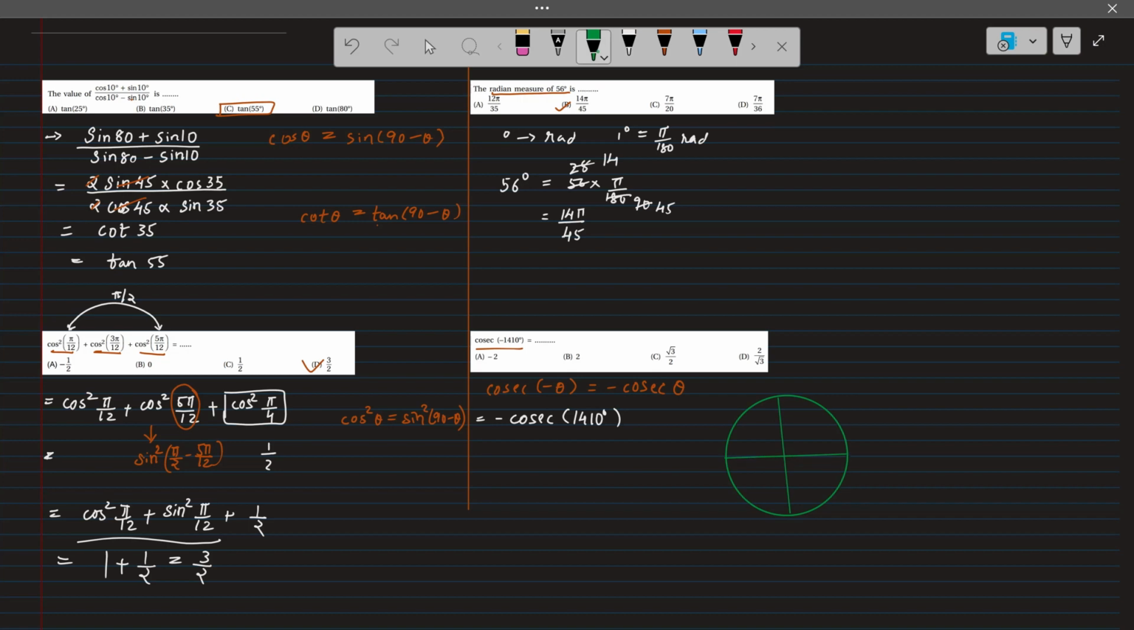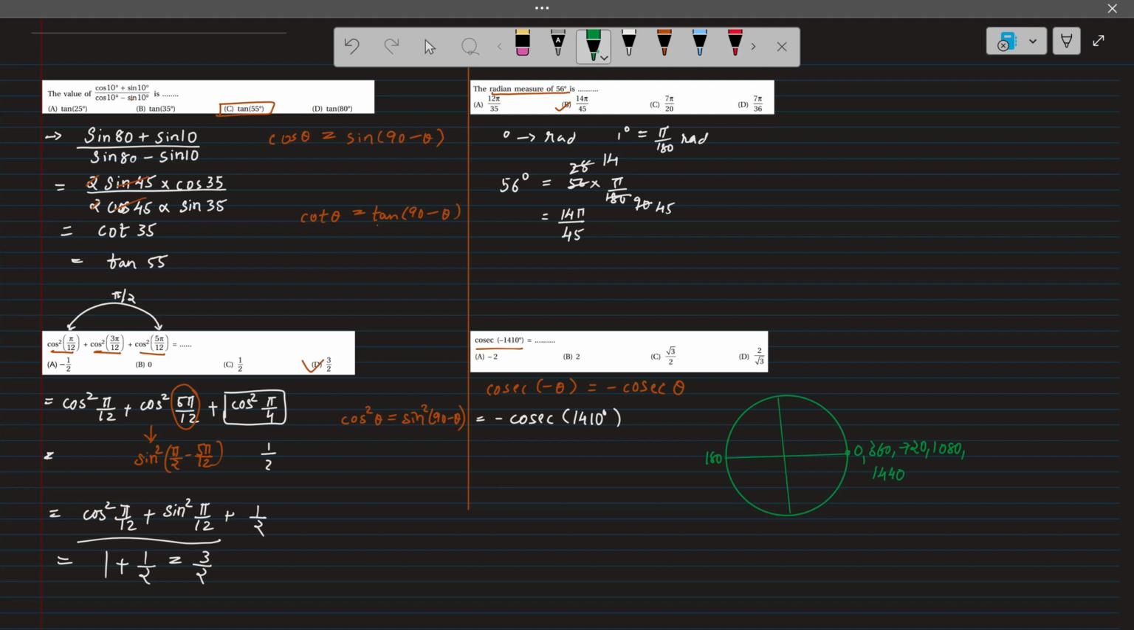To find the value of 1410, we'll first create a unit circle and look for which quadrant comprises 1410. So here we will get 0, 180, then 360. In the multiples of 360, we'll get 720. After 720, again adding 360, we'll get 1080. Again adding 360, we'll get the value 1440.